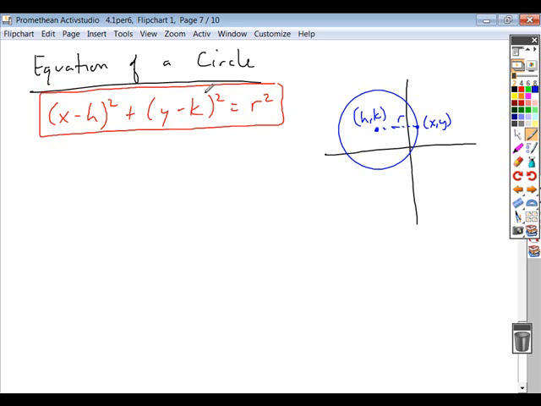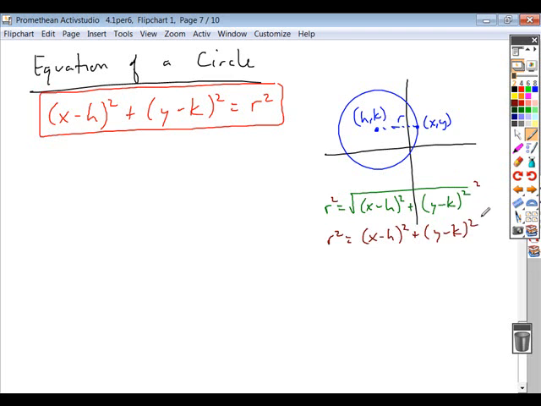So it should make sense that if I wanted to find the distance between this point and this center point, then I can use the distance formula to say r, the distance, radius, is equal to the square root of the difference of x's, so (x - h)², plus the difference of y's, (y - k)². And then just to solve this, I could get rid of my radical by squaring both sides. And by doing that, you see that you can derive this equation of a circle. It's simply the distance formula.